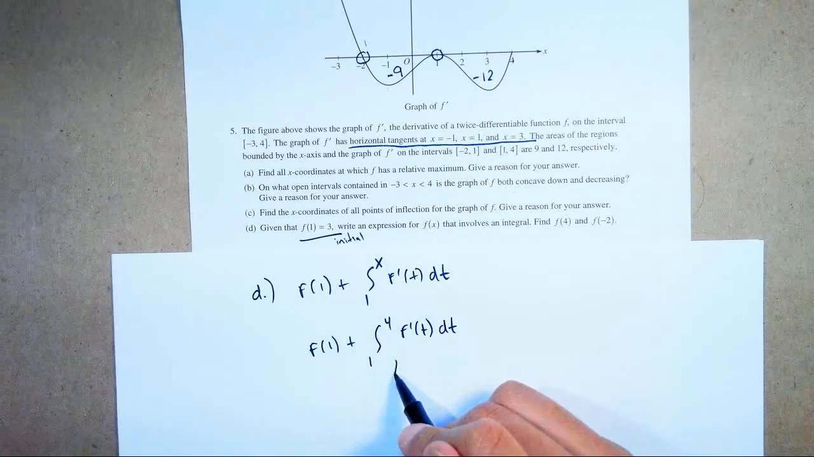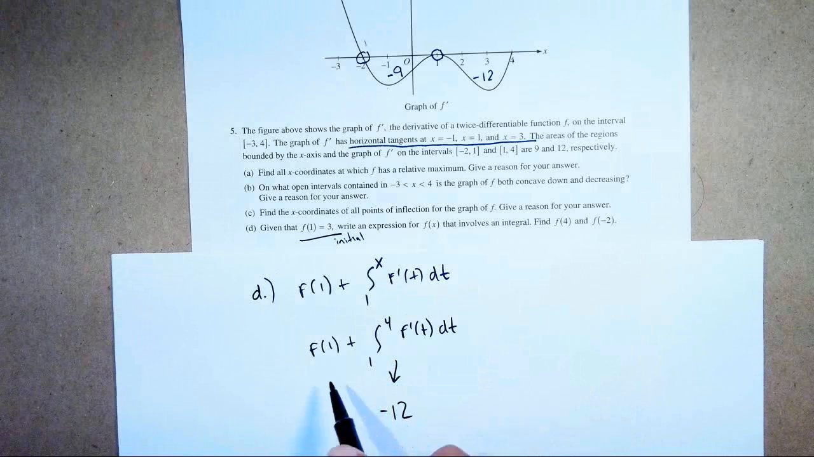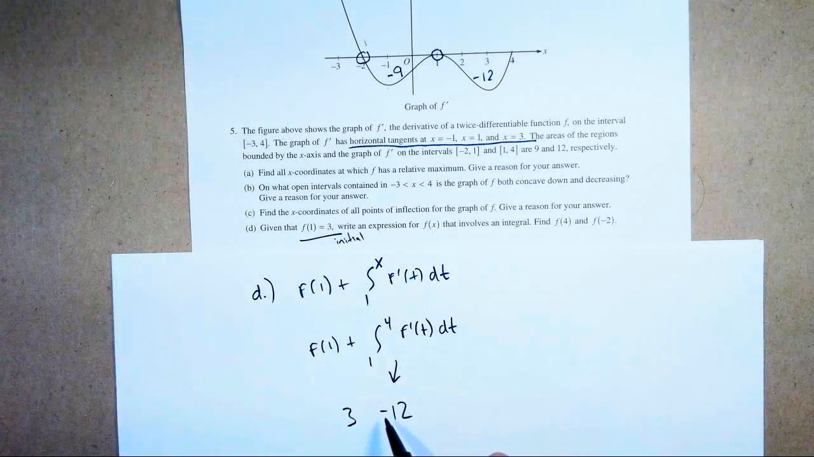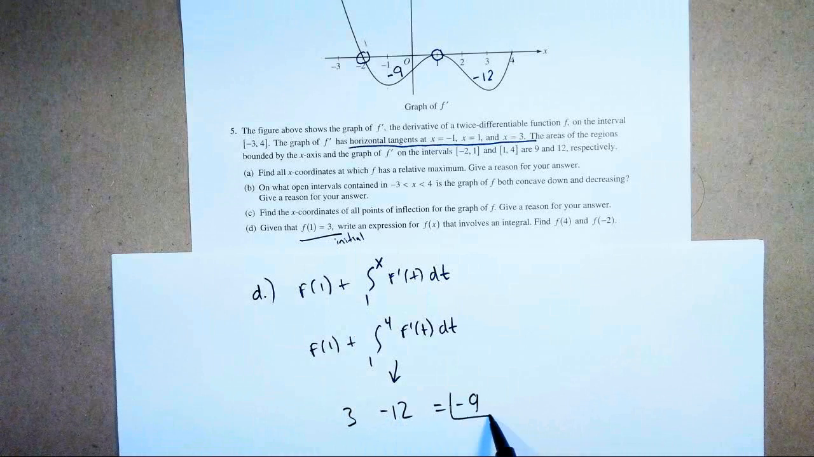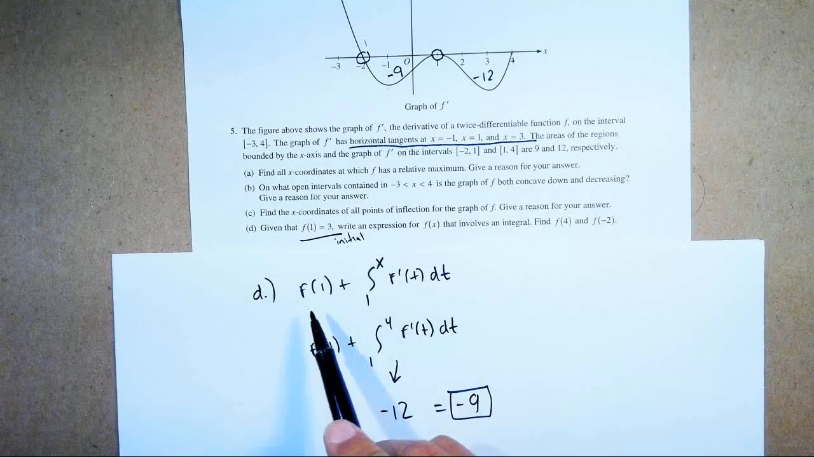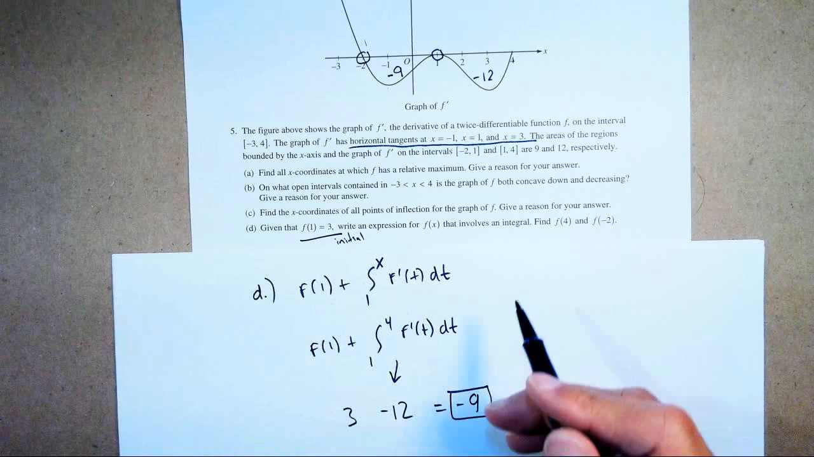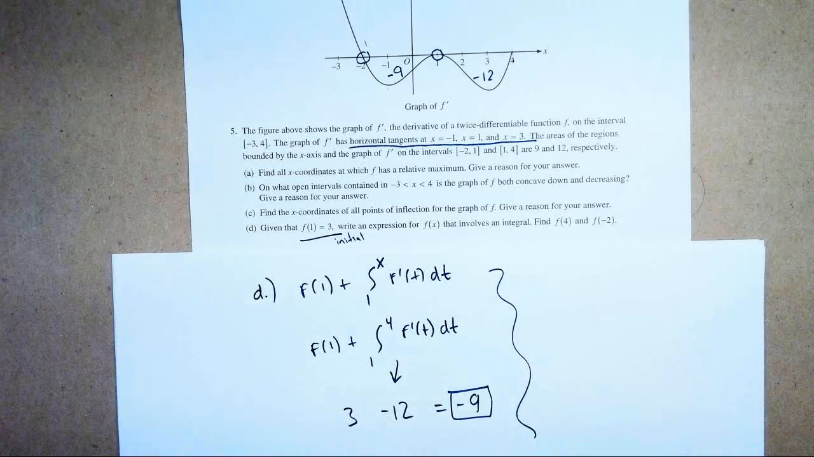So this is going to turn into negative 12, and then f of 1, they told you, was your initial, which was 3. So this is going to be 3 minus 12, which equals negative 9. And that's going to be your position at 4. Your value at 4. Your initial, your starting point, plus the area that you're traveling from 1 all the way to 4. Okay. Moving on to the last one, f of negative 2.